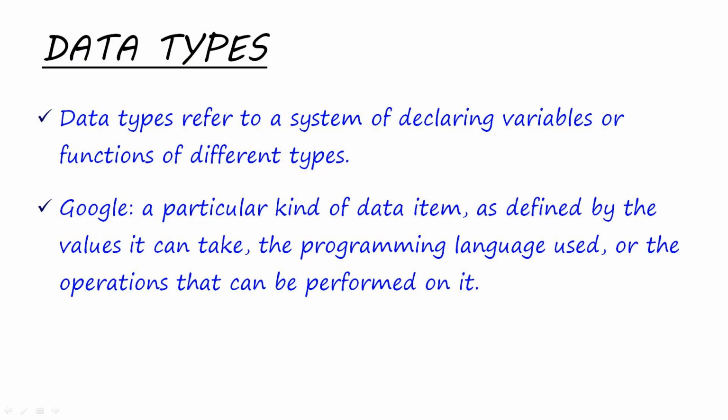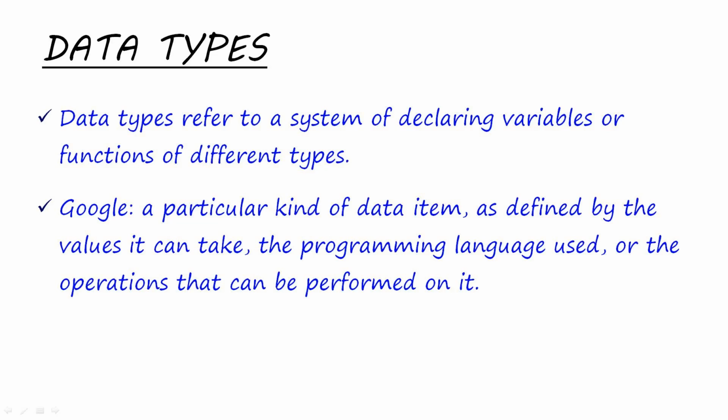Now, what is a data type? In layman language, a data type is nothing but the type of data that is going to be stored. And in bookish language, it is defined as the system of declaring variables or functions of different types. Whenever I define a variable or function, I write a data type before that variable or before that function.